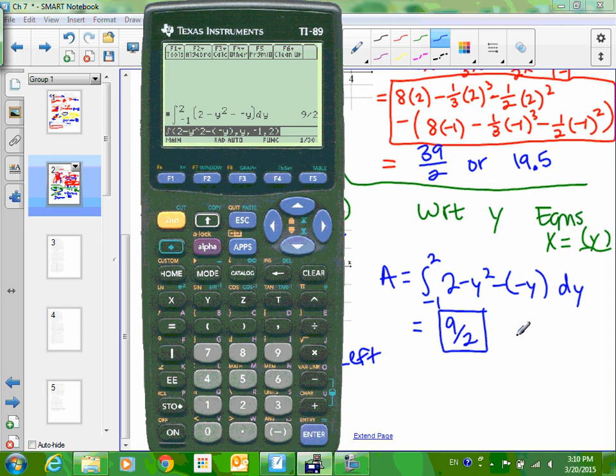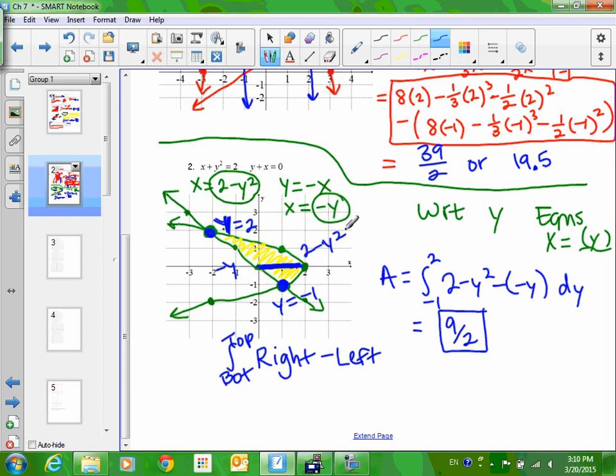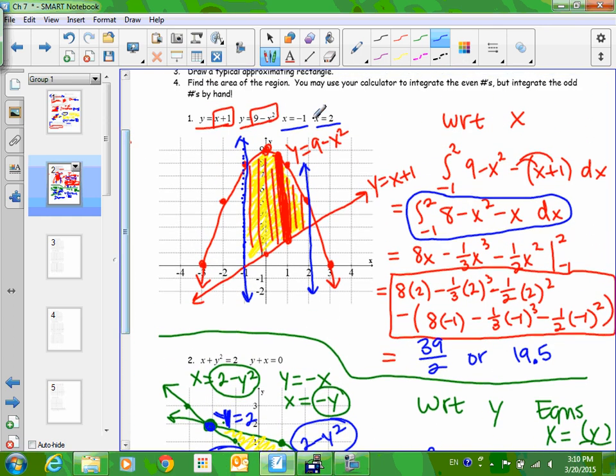Yeah. Could you explain again how you got that equation for the integral that you plugged in? You take that and you subtract this. And that's for everything. That's what you do when it's with respect to y. When it's with respect to x, you would do the top curve minus the bottom curve. So here we did 9 minus x squared minus x plus 1, and that was with respect to x. We're going to do another with respect to x problem here in a minute.